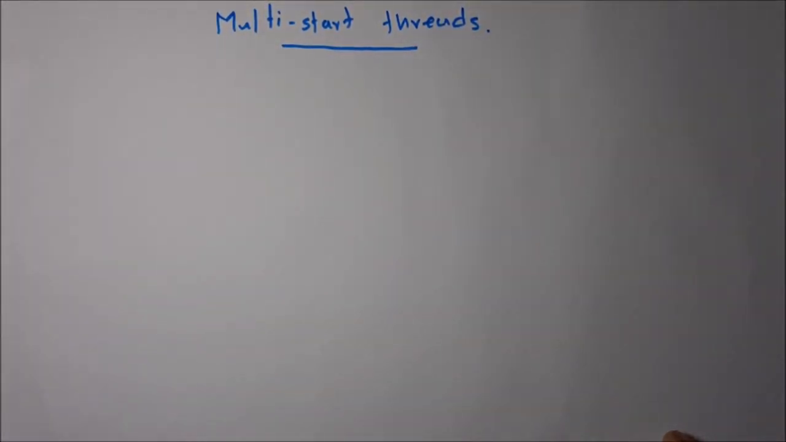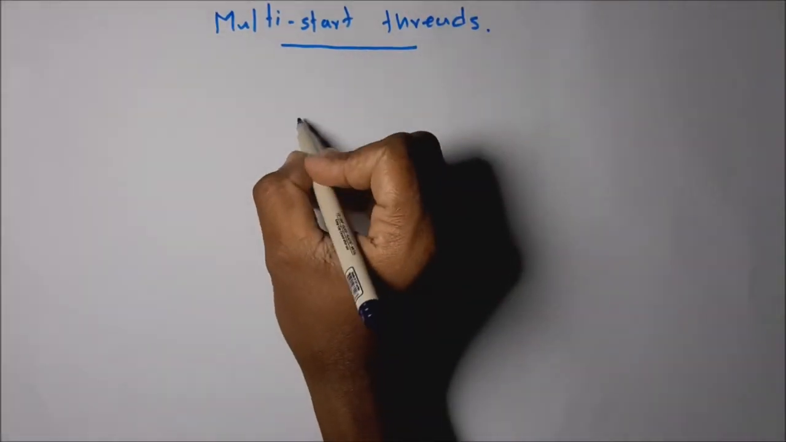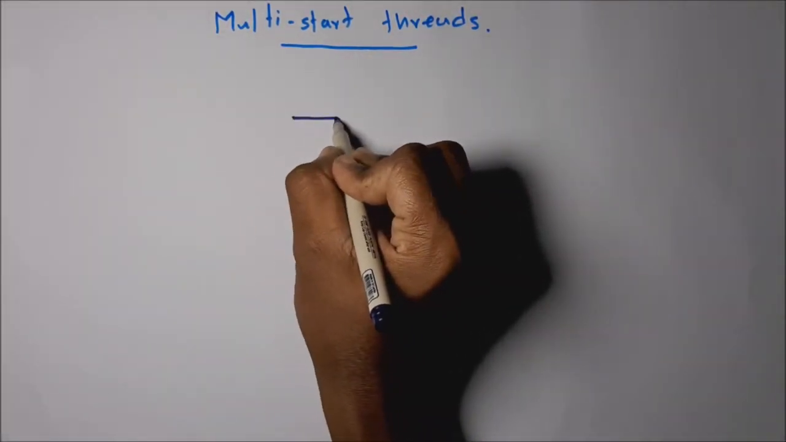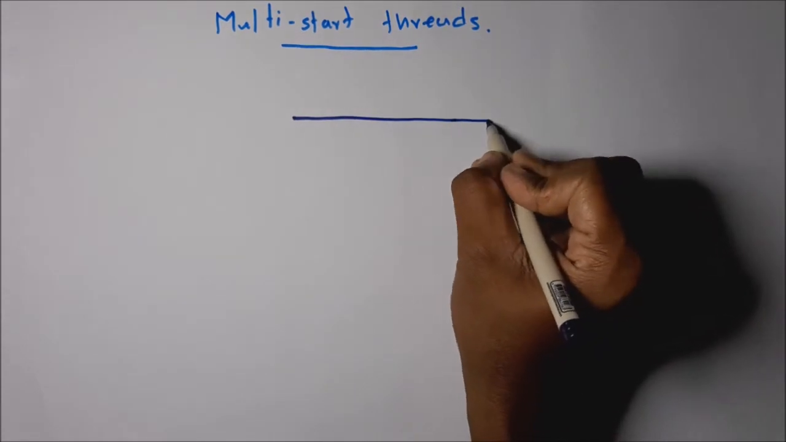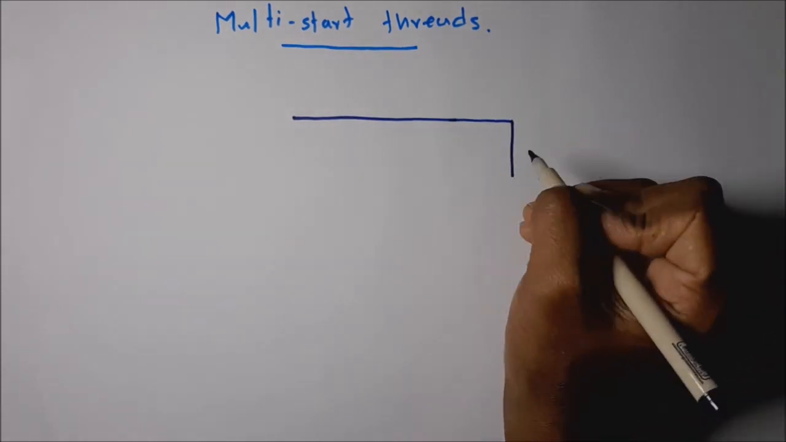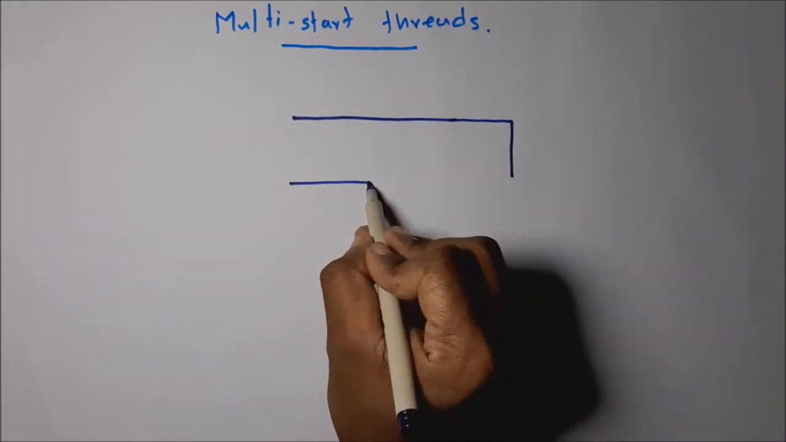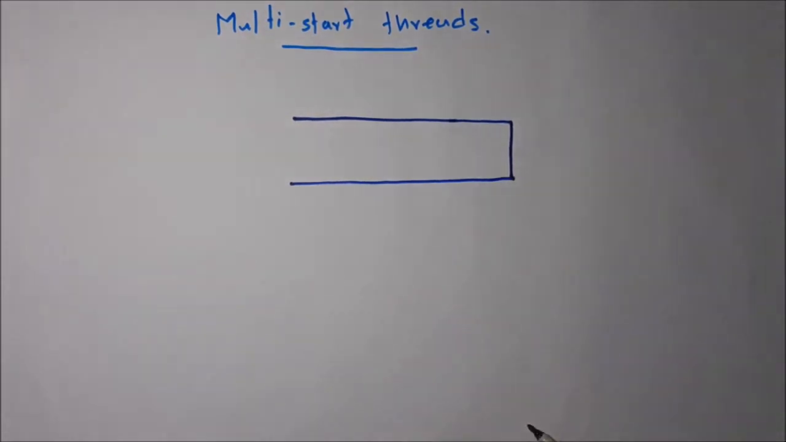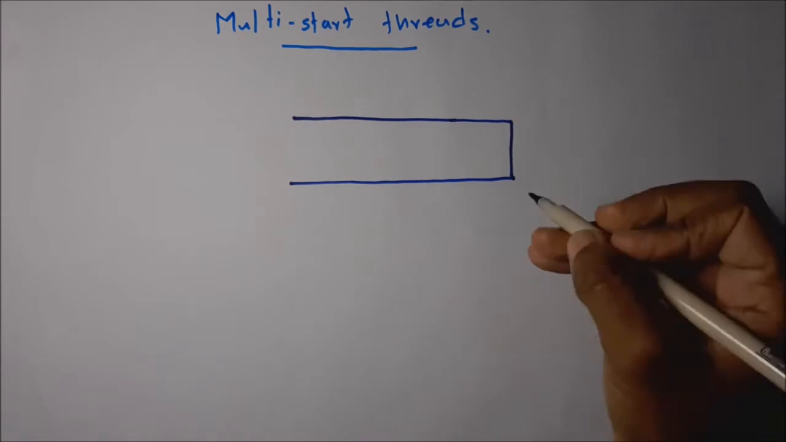The multi-star thread means there are multiple start points. That means if we take a certain screw, it has multiple threads. Okay, let's take this screw. So one thread. Let's take the 2-star thread for example.